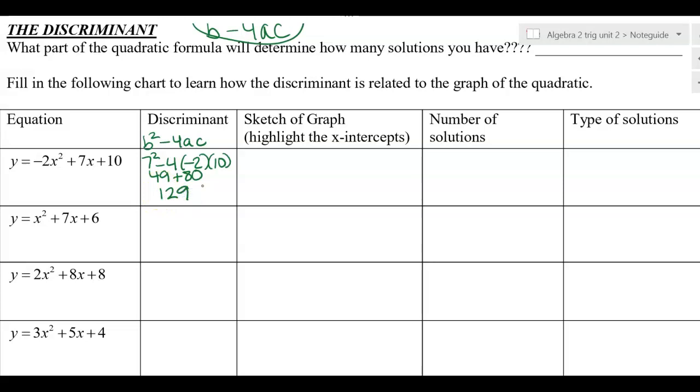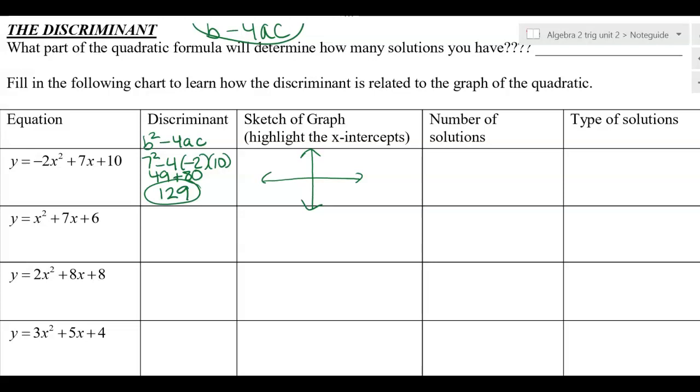So 129. If I were to graph this, which way does this parabola face? Down, because the 1 is negative. I'm just sketching, so I'm not even putting it in the right place. If the number underneath the radical is 129, does it cross the x-axis? Yes. How many times? Twice, because you have a number in the radical, so you're going to have to add and subtract. Do the numbers turn out to be really nice or not so nice? Not so nice. The square root of 129 is not super friendly.